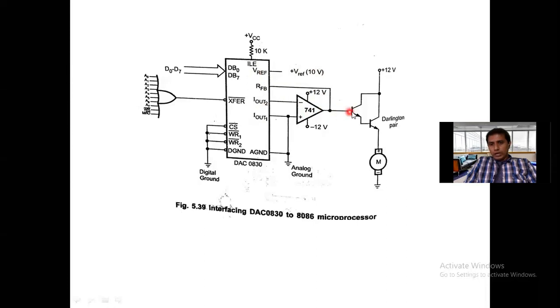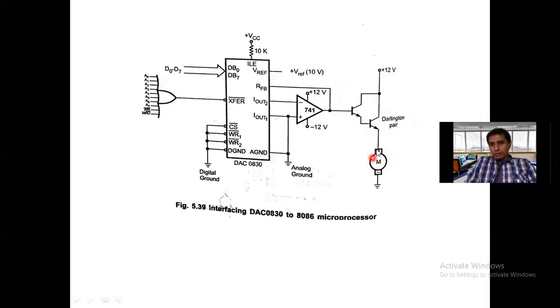Okay, then that output is connected to transistors. Here I am connecting two transistors in the form of a Darlington pair. What is a Darlington pair? The emitter of one transistor is connected to the base of the other, and the collectors of both transistors are connected together. This arrangement is called a Darlington pair. Because of this Darlington pair, it will provide driving capacity to the motor.